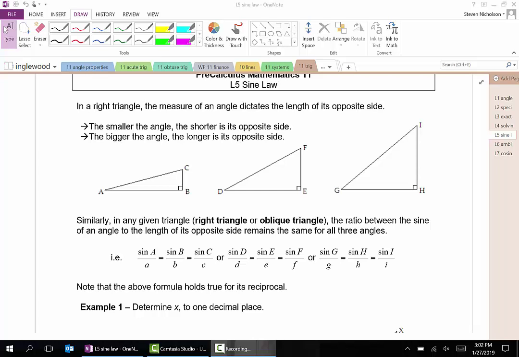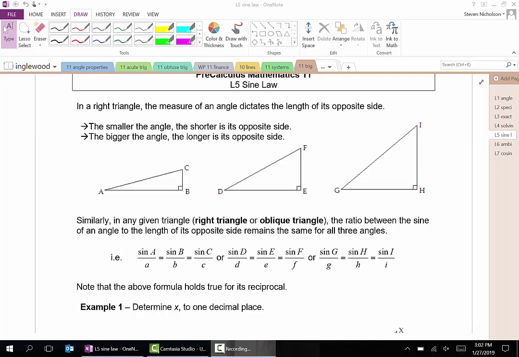So here's an idea that I don't know if we've talked about. We might have talked about it in class, but there's a really nice simple physical relationship in triangles, and it basically goes like this. The smaller the angle is, the shorter the side opposite is. And the bigger the angle is, the longer the side opposite to it is.